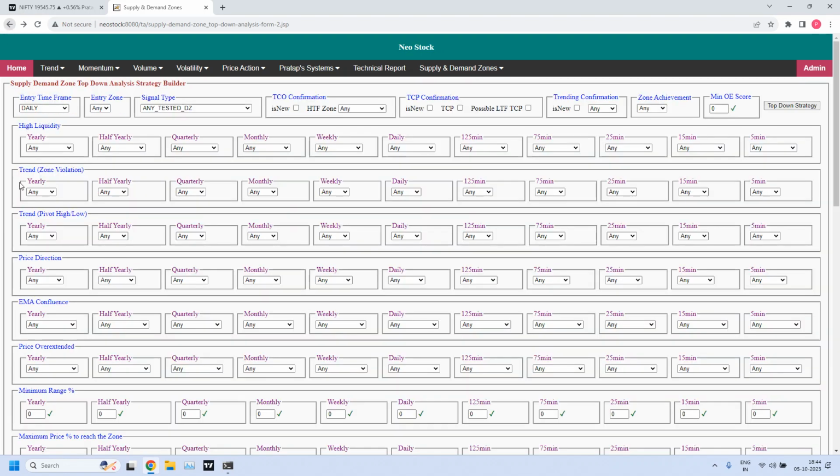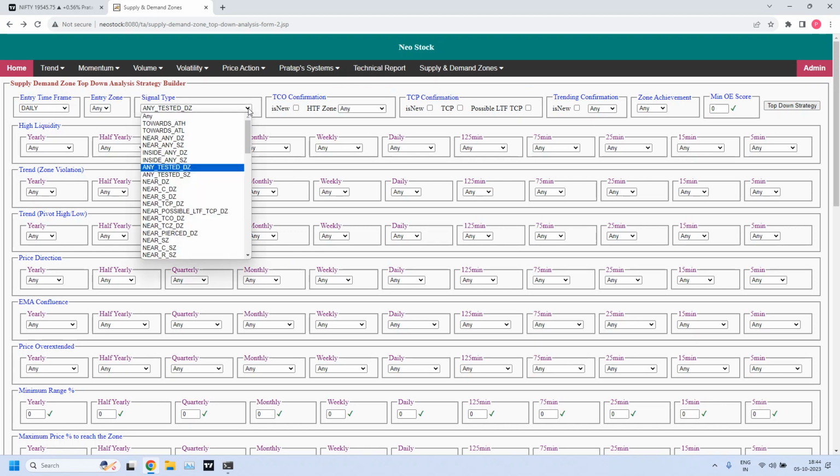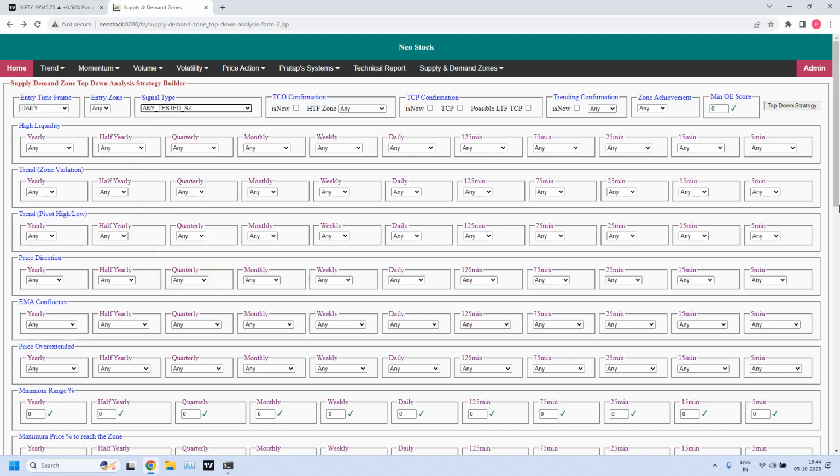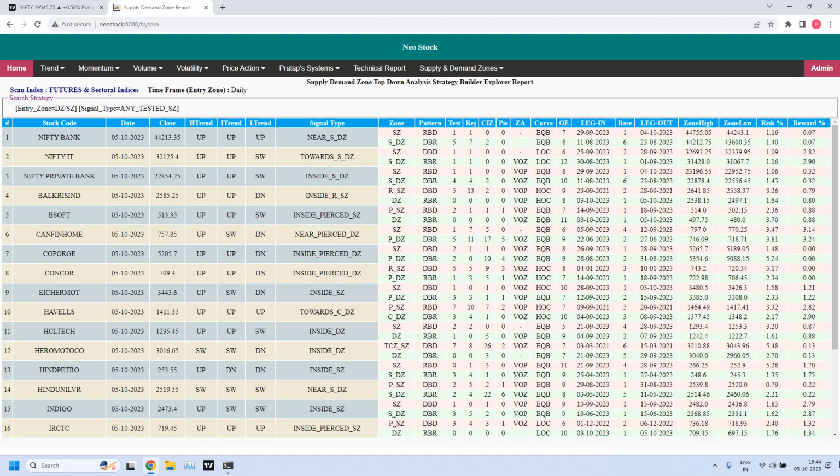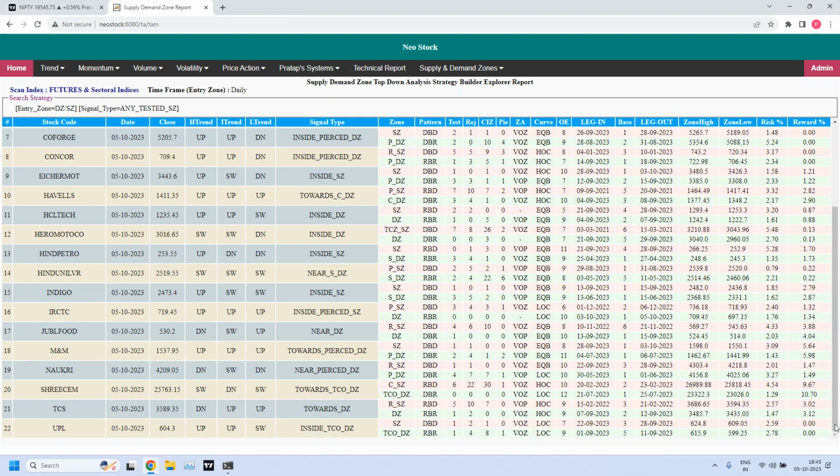Let's go back. For entry time frame daily, let us find the tested daily supply zones. So these daily supply zones are tested. So total 22 stocks are filtered.